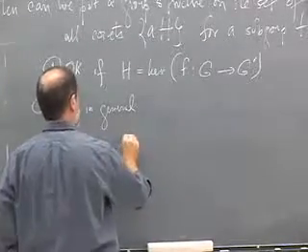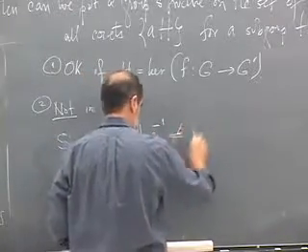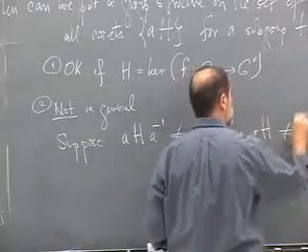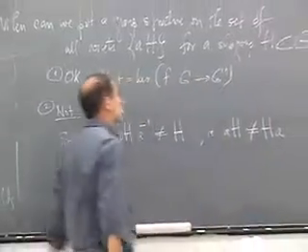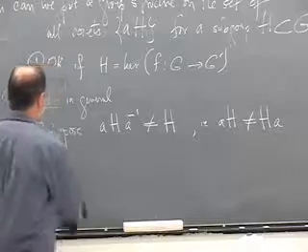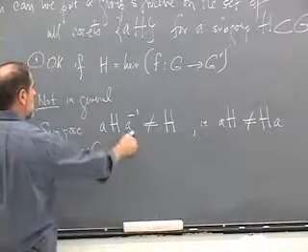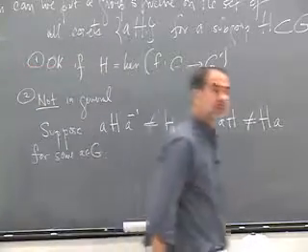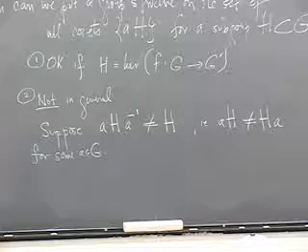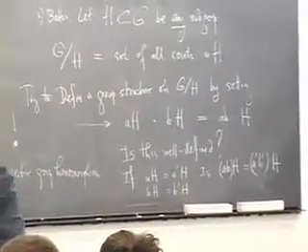Suppose A H A inverse is not equal to H, i.e. AH is not equal to HA, for some element A in the group. The conjugate of H is not equal to itself as a set. Then I'm going to show you that this definition encounters some serious problems.